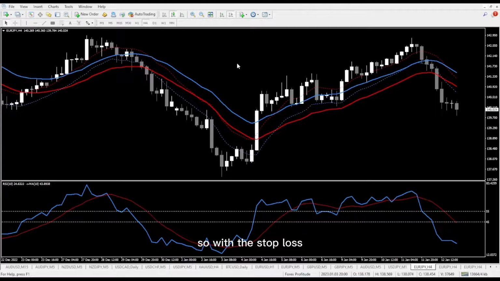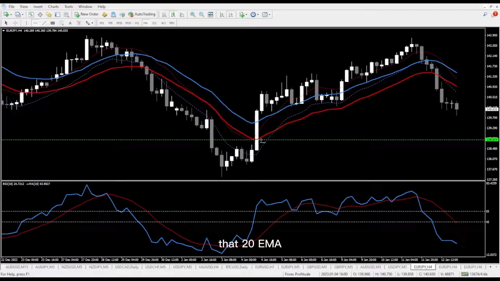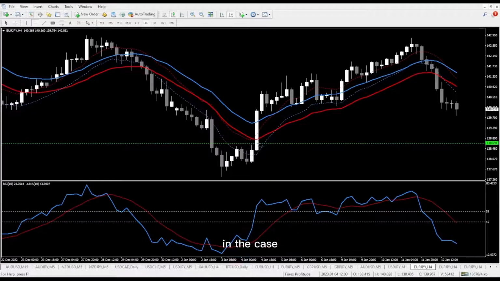So with the stop loss, we are going to place this stop loss not on that 20 EMA, but just below it in the case of a buy trade. So we've got that entry as the price closes above that 20 EMA. We've got that stop loss just below the 20 EMA of that entry candle.